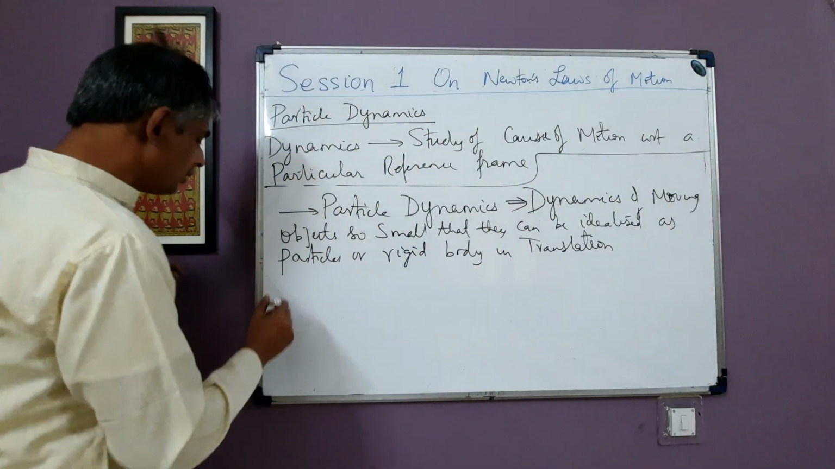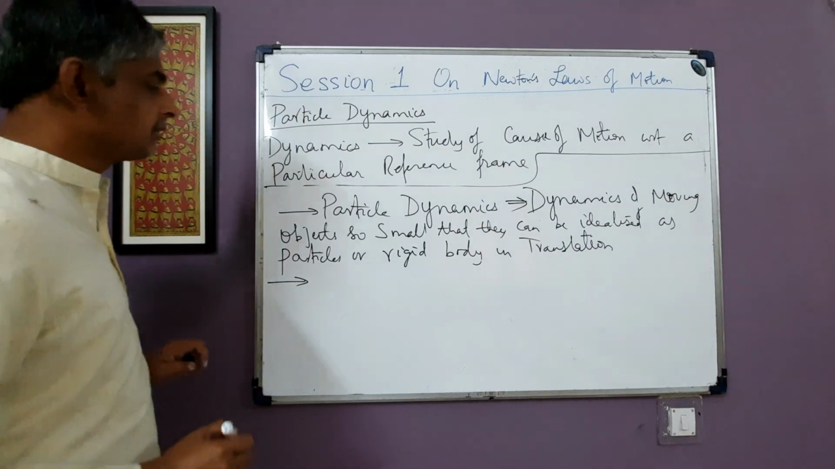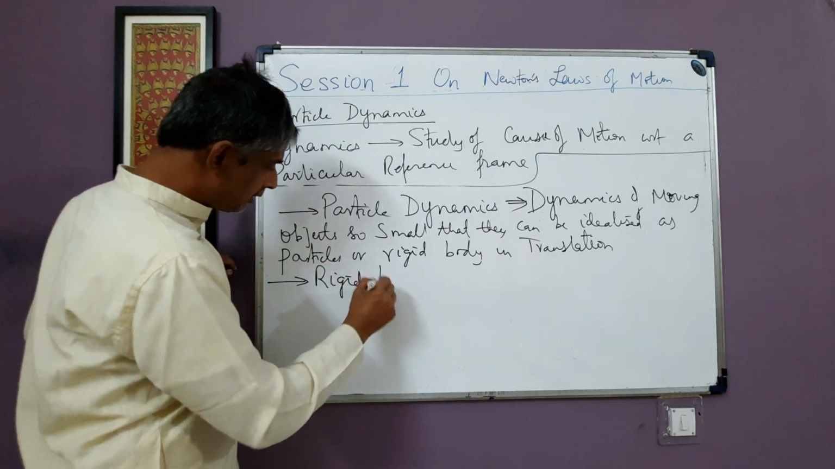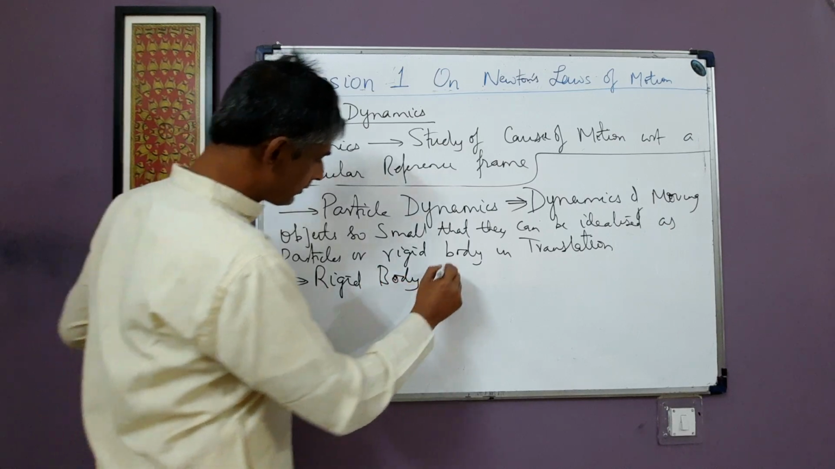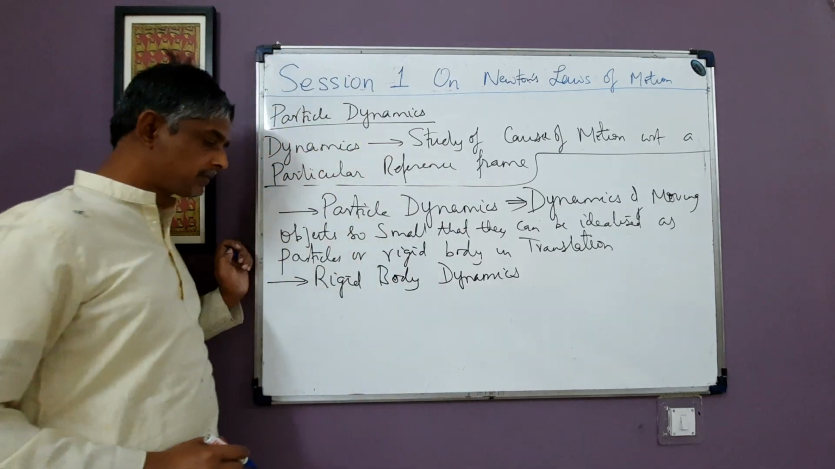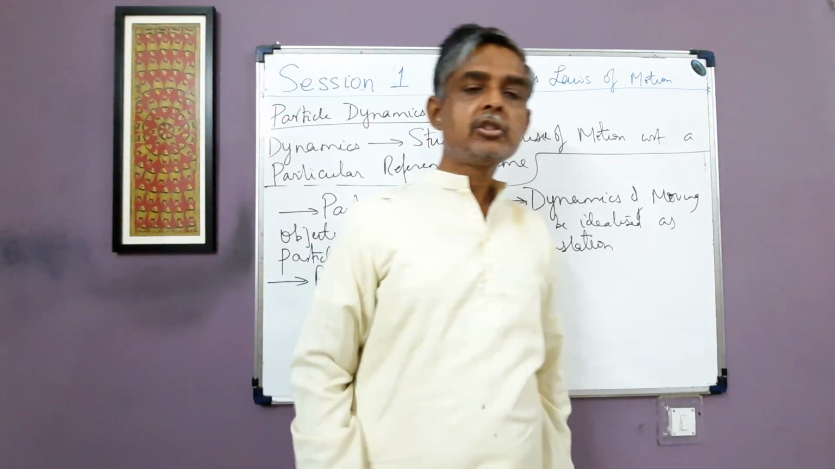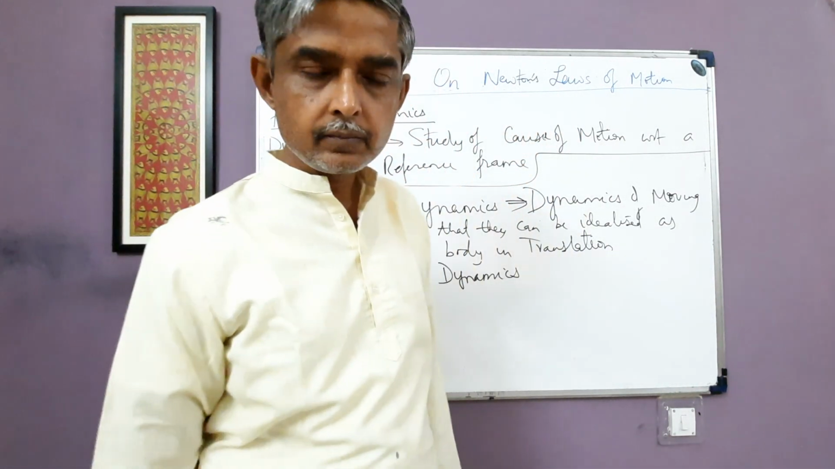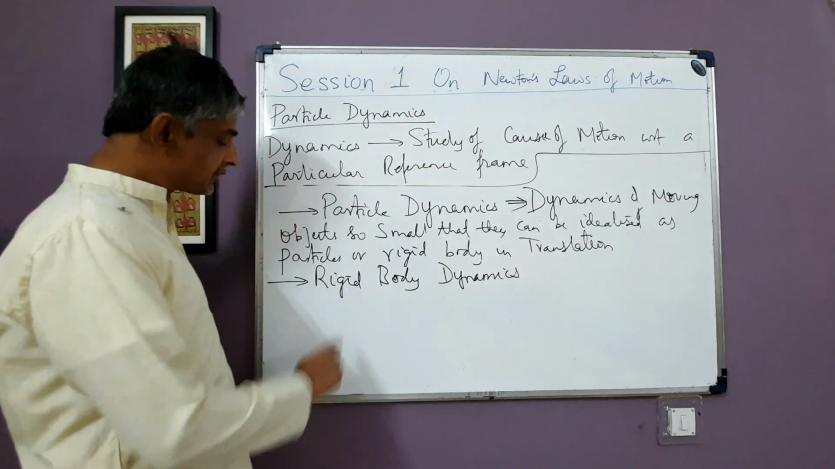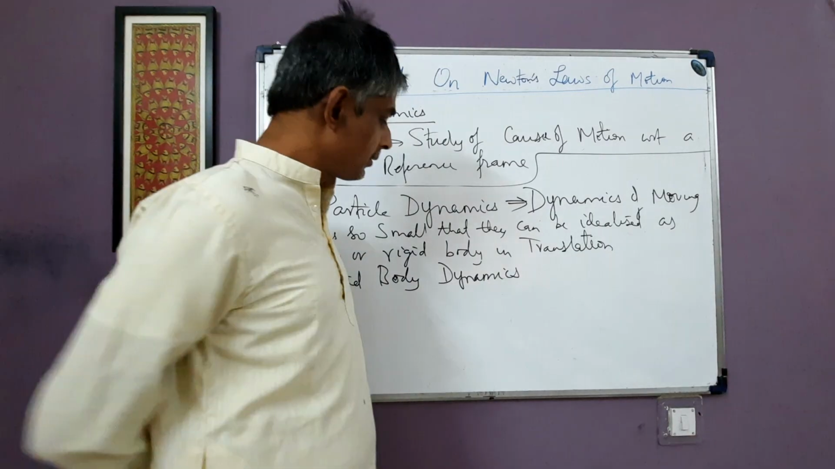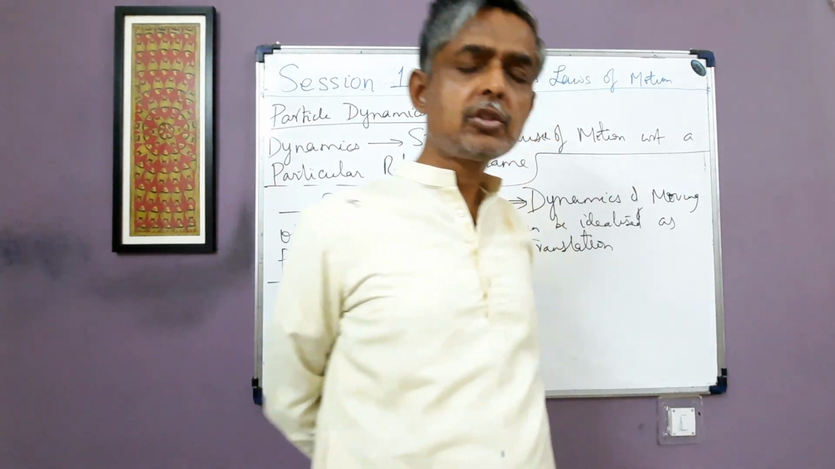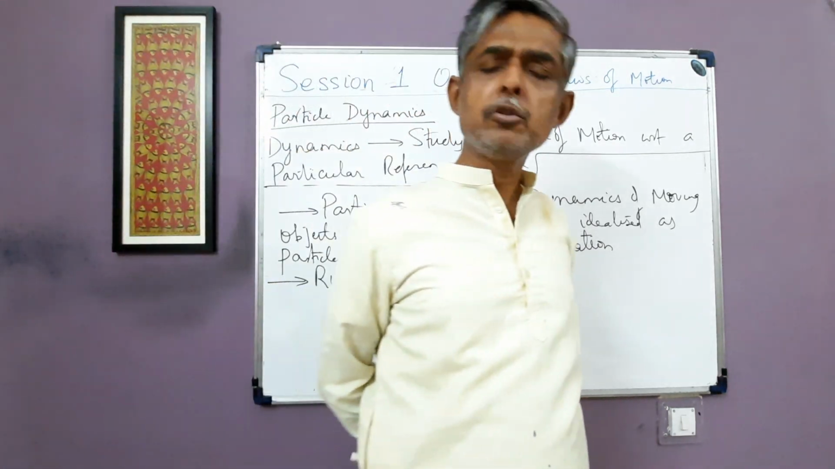Okay. What is the second aspect of this dynamics? That is rigid body dynamics. What do we study in this? We study the dynamics of rigid bodies in rotation. That is what we study in rigid body dynamics. The chapter on translation and rotation has been discussed in great detail in the relative velocity videos. You can go there and you can see all of them.